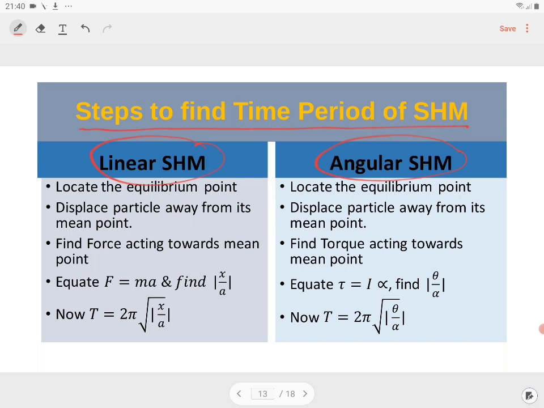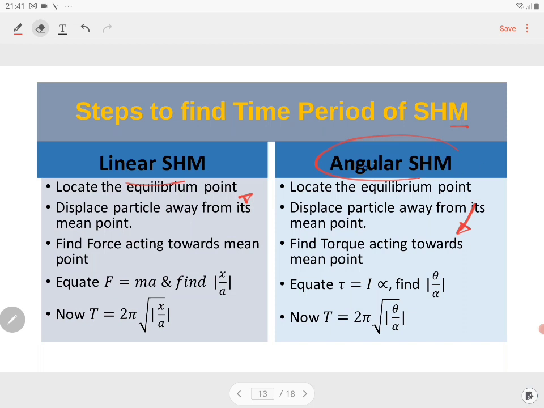The particle will undergo translative motion. The particle will not undergo rotative motion. If the particle undergoes rotative motion and performs oscillations, then it is called angular SHM. If the particle just translates and performs oscillations in a straight line, then it is called linear SHM. Now, what are the steps to be followed to find the time period of linear SHM?